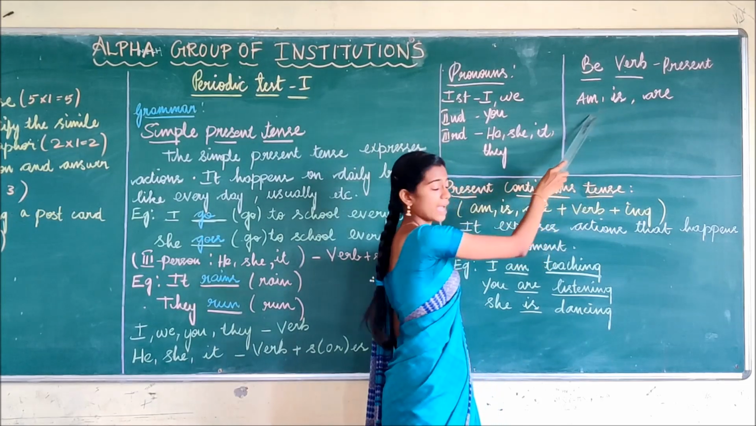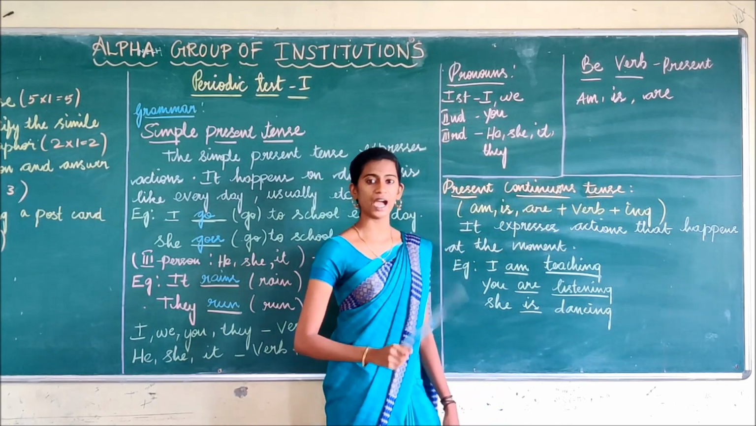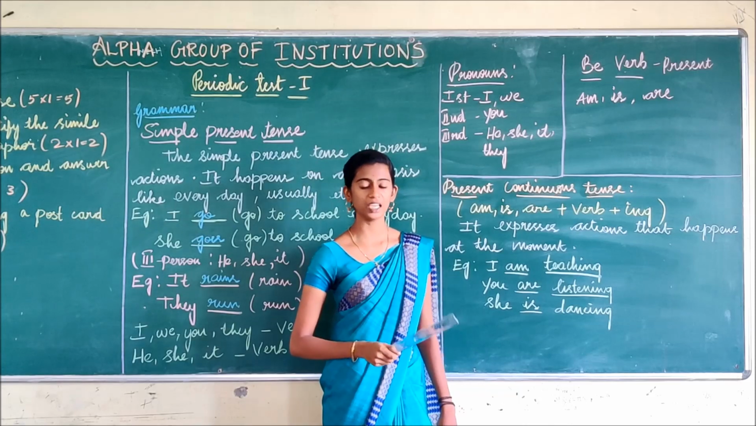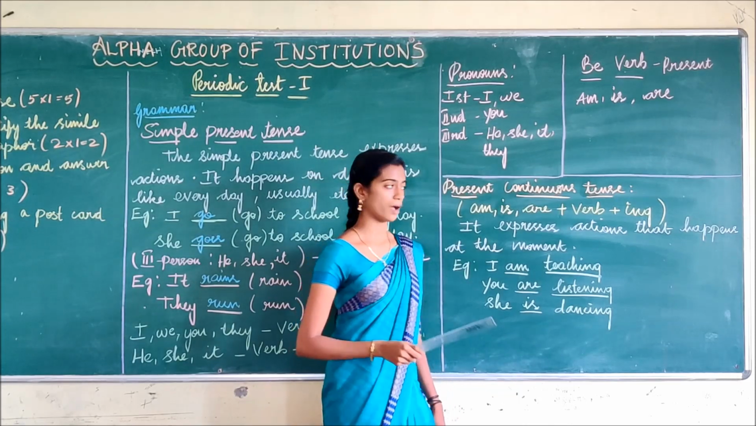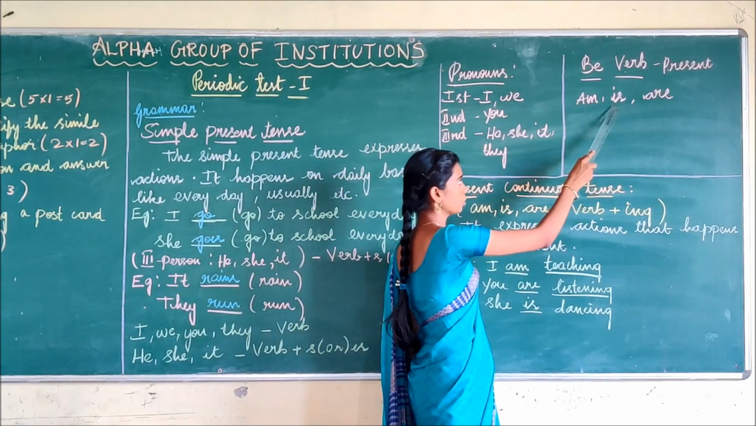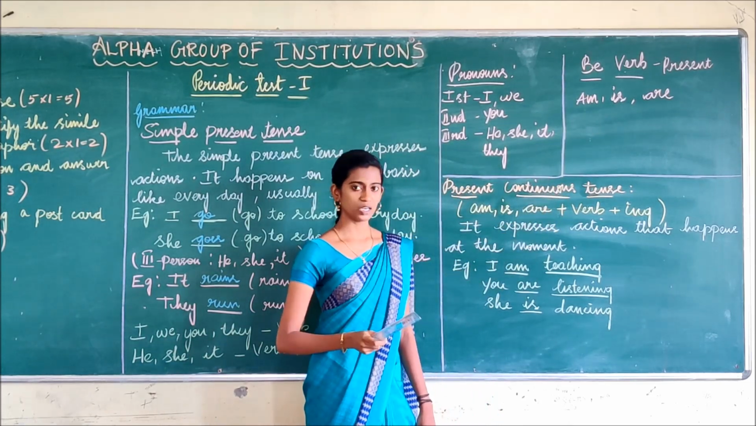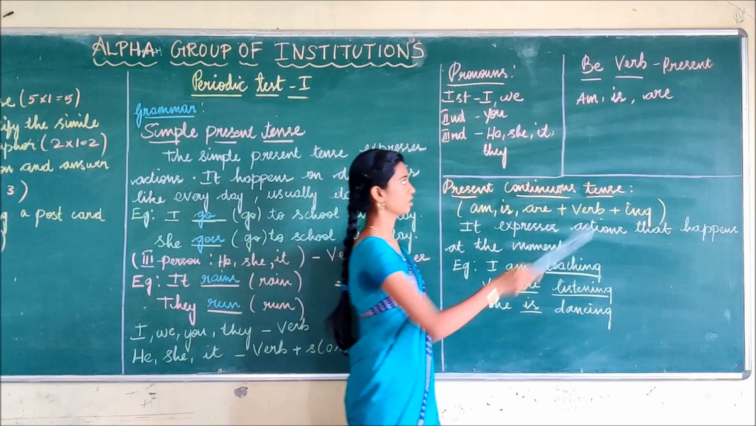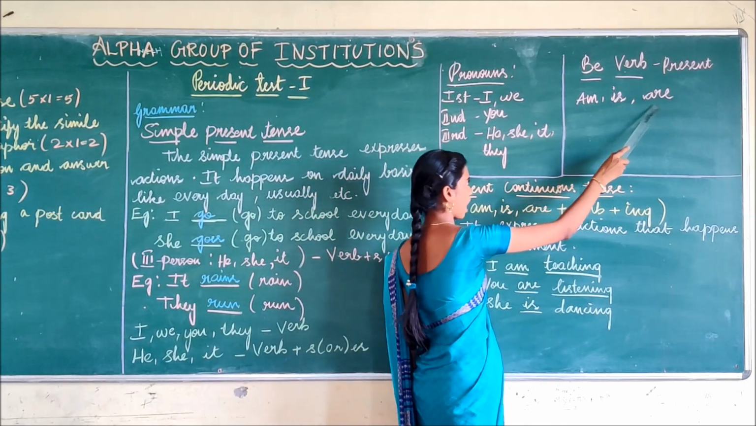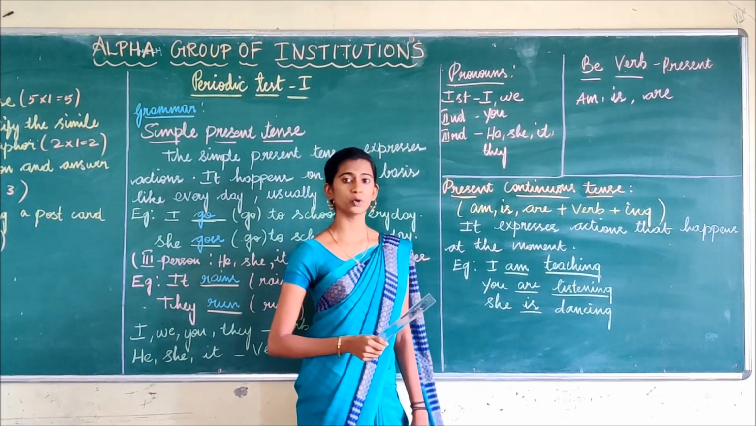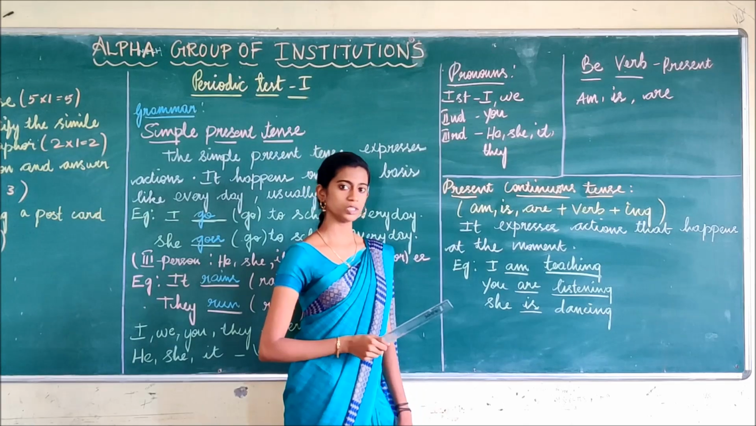Where you will use this am? If the subject is I, you have to use am. Where will you use is? If the subject is singular, you have to use is. So where will you use this are? If the subject is in the plural form, you have to use are.